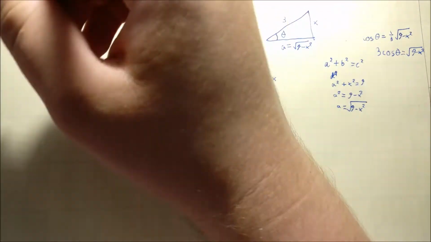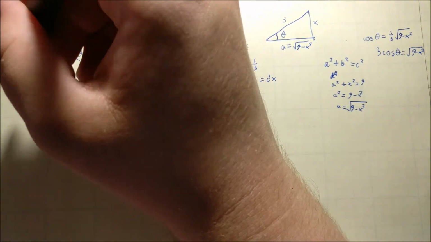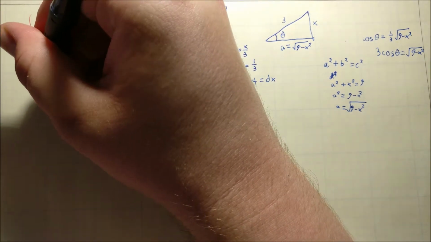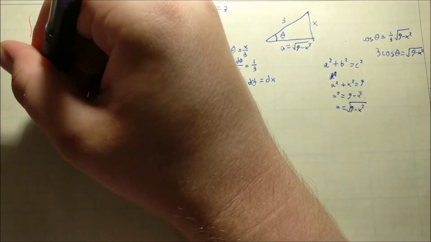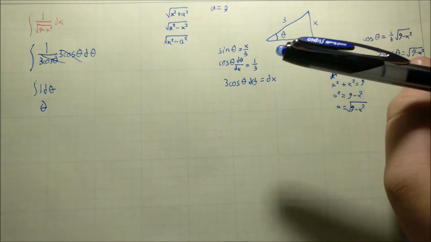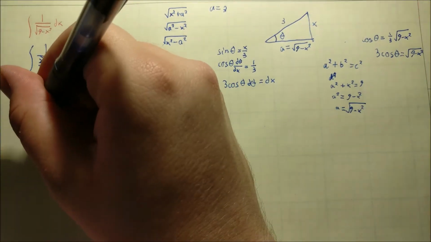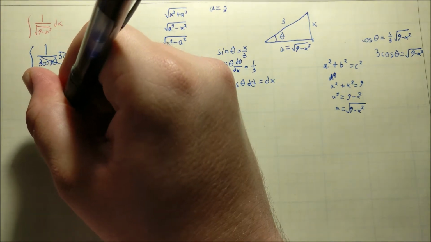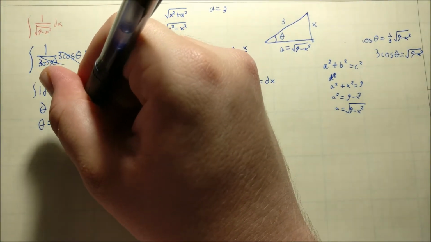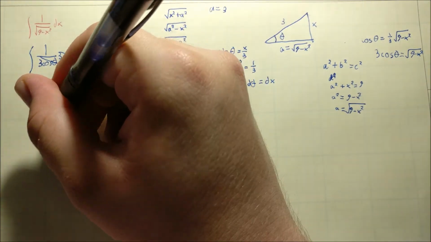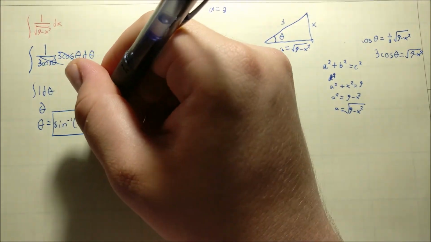So as you can see, this and this cancel out. We are left with integral 1 d theta, or theta. And then if sine theta equals x over 3, then theta equals arc sine of x over 3. This is our answer, plus c.